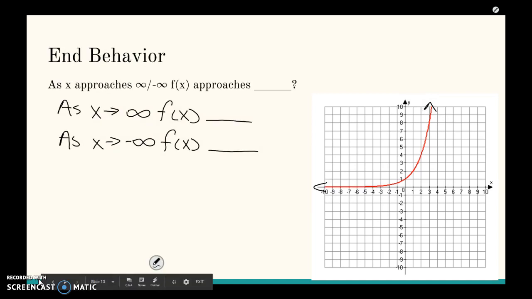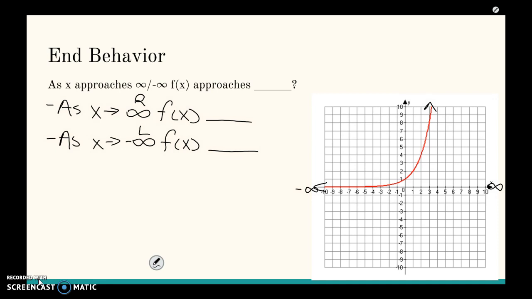All right, the last thing we're going to talk about is end behavior. So make sure you know to write down these two phrases whenever you're doing end behavior. So what this says is that as x approaches infinity, or to the right, and then as x approaches negative infinity, which is to the left, because the thing is, negative infinity is always located on the left, positive infinity is located on the right.